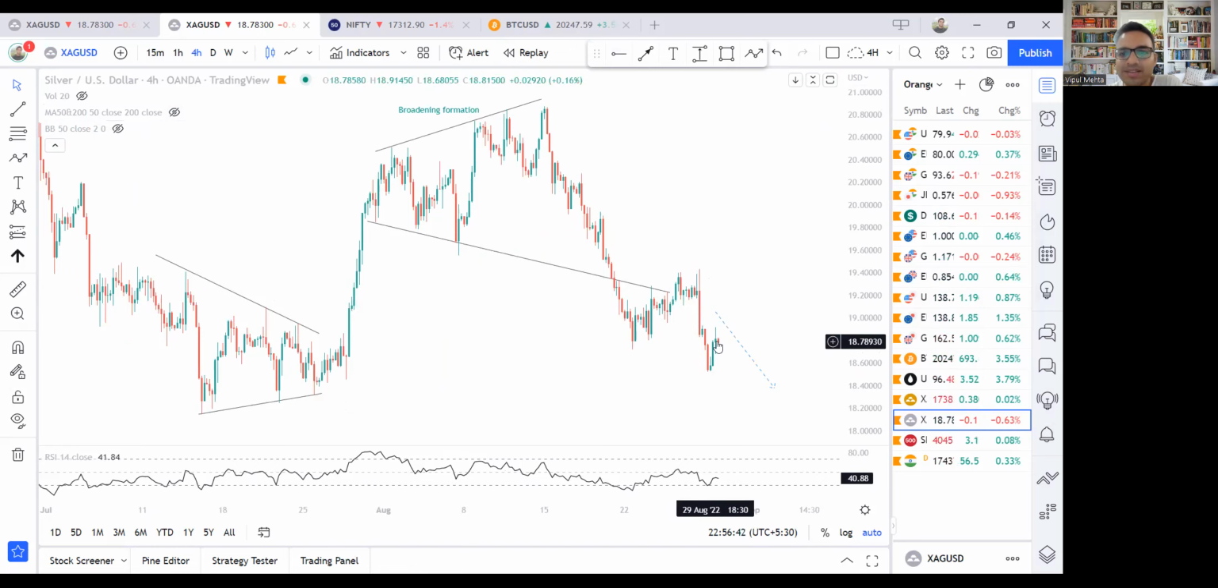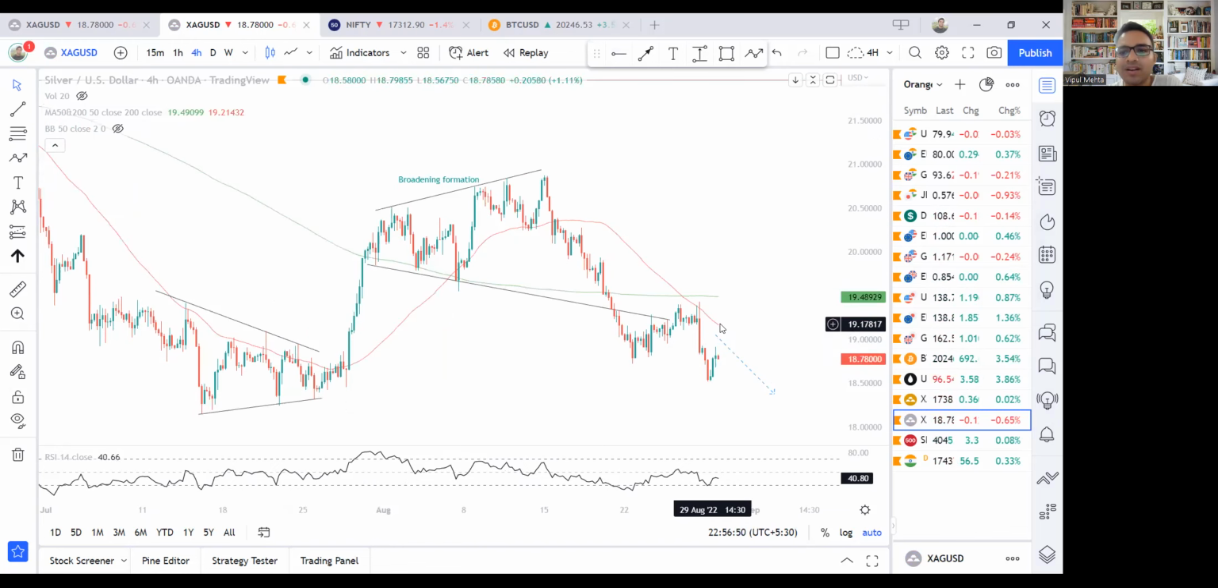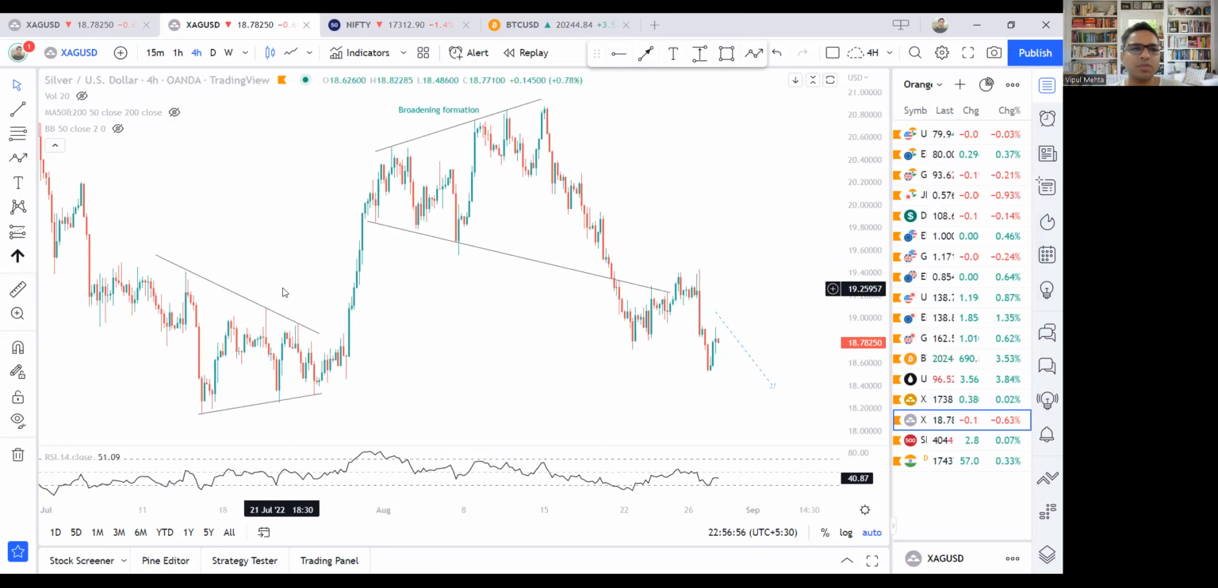One place is here, which is a bit of a consolidation, but again your stop loss is too far. So you can either wait for the price action to at least touch this 50 red line before going short once again. This is another possibility.